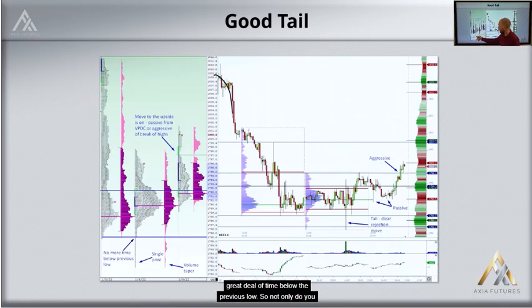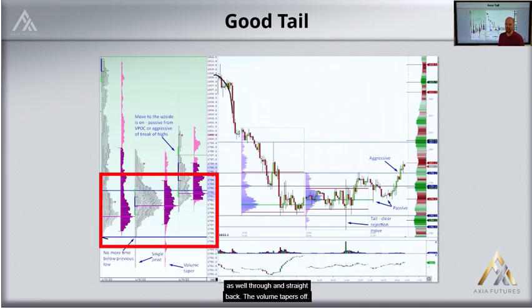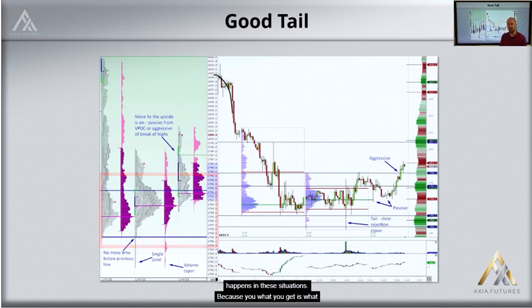We don't get a great deal of time below the previous low. So not only do you have a single print, there's a reference of that previous low as well, through and straight back. The volume tapers off. And when we look at order flow, I'm going to look at exactly what happens in these situations, because what you get is what I call a high-low volume reversal. And we'll talk about that when we look at order flow.